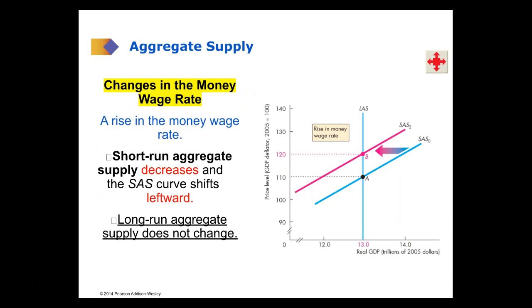Now, it's also true that we can have a change to the money wage rate, and that will affect the short-run aggregate supply. However, it won't affect the long-run aggregate supply. So if the money wage rate rises, and the money wage rate happens to be a factor of production, the amount of the short-run aggregate supply will decrease. The curve will shift to the left from the blue curve to the magenta curve. And we have a new intersection with the long-run aggregate supply curve. It's at the same point of real GDP, but it's at a higher price level.